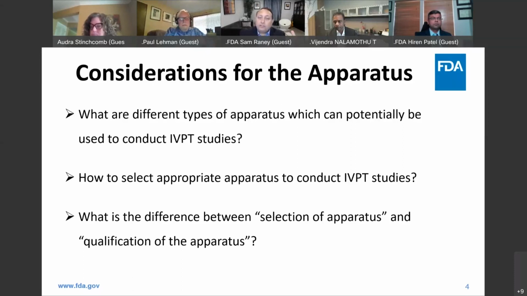I think that's the part that goes into the qualification of apparatus, and often that can be done when the apparatus is first brought in and the individual diffusion cells qualify the apparatus, and then it's qualified and you can use it consistently in IVPT studies thereafter.